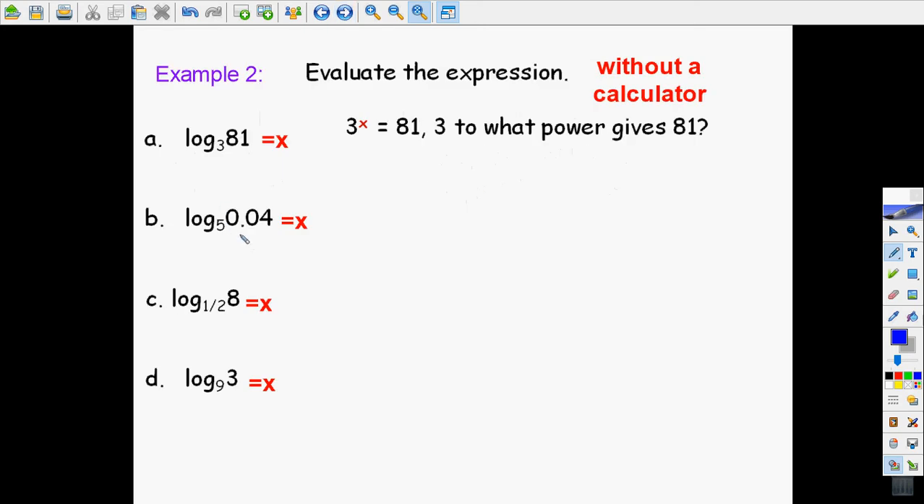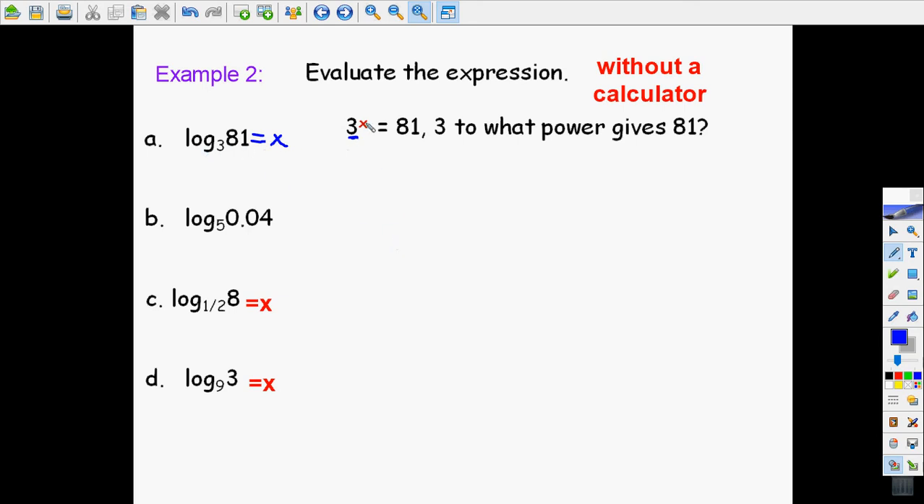Okay, so now, when these are in your book, they are not going to have this little equals x part, right? So it'll look like this in your book, and it'll say evaluate without a calculator. So when you go to write these on your paper, you always want to write the equals x part. That really helps you to write the equation. So you do just exactly what we just did. So we're going to write down the 3.